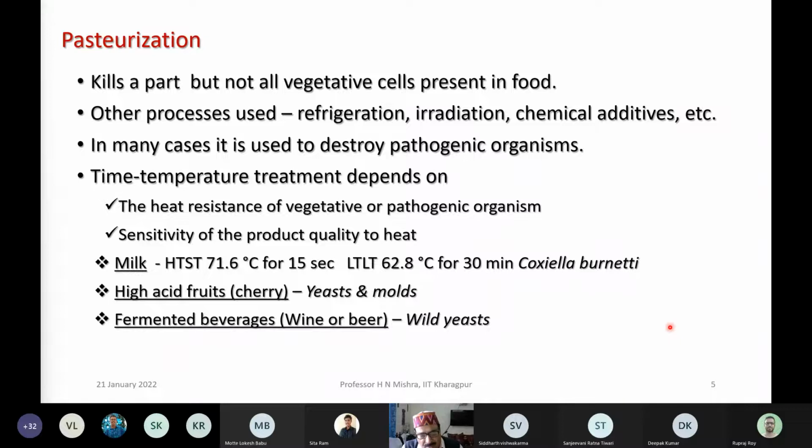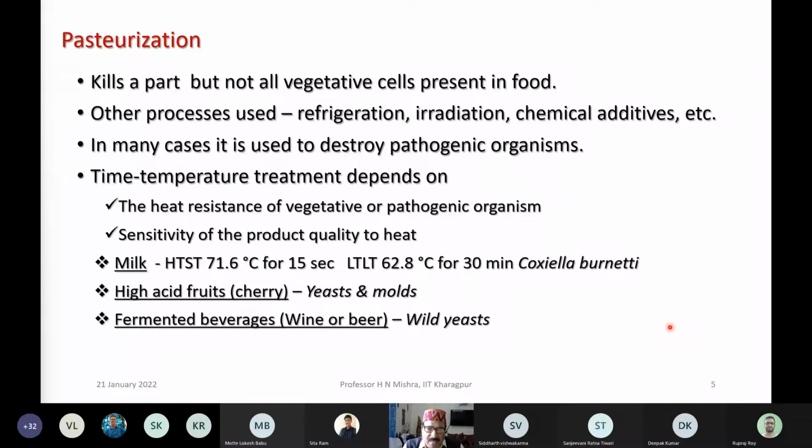Although it will be disease free, similarly irradiation, addition of chemicals. So pasteurization is generally always used together with some other preservation method if one wants a little prolonged shelf life or prolonged preservation life. Okay, so as I told you, in most of the cases, or many cases, we use it to destroy pathogenic microorganisms.